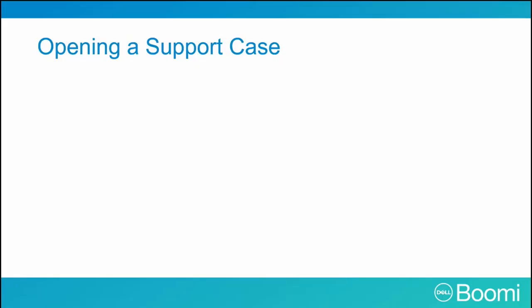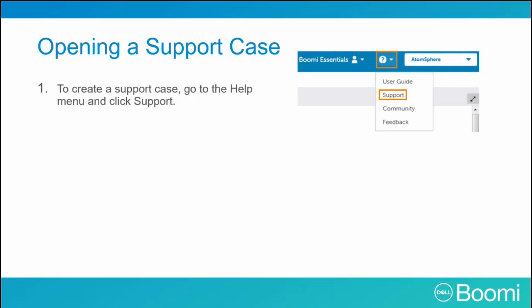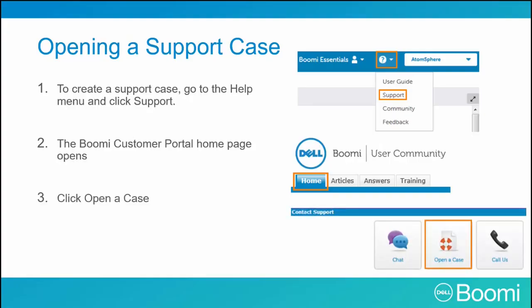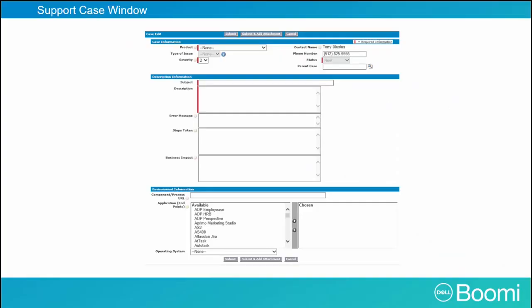To create a support case from your Atomsphere account, simply go to the Help menu and click Support. The Boomi User Community homepage opens. Halfway down the page is the Contact Support section with 3 options: Chat, Call, and the one you want, Open a Case. The support window opens. When entering a support case, 3 different sections must be completed. Let's look at each in detail.